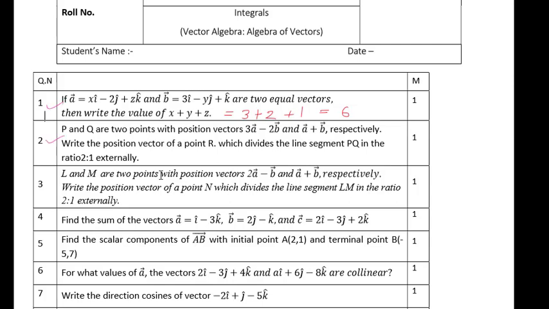Third question, L and M are 2 points with position vectors 2a minus b and a plus b respectively. Write the position vector of point N which divides the line segment LM in the ratio 2:1 externally. So there is no difference between this second question and third question. So this third is also done.